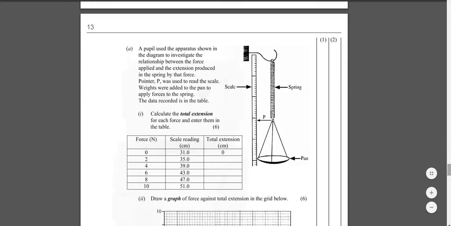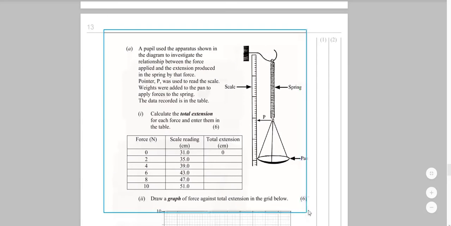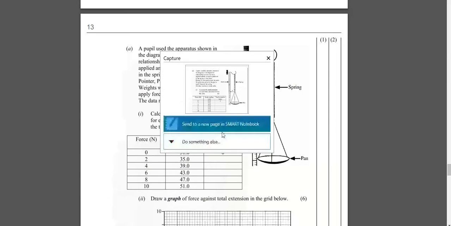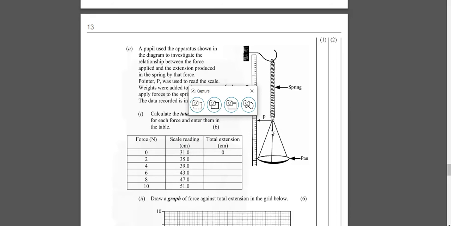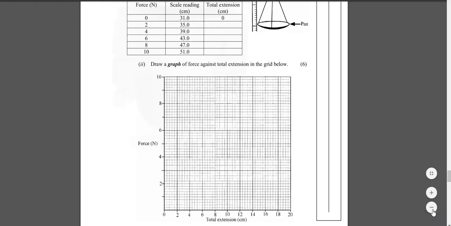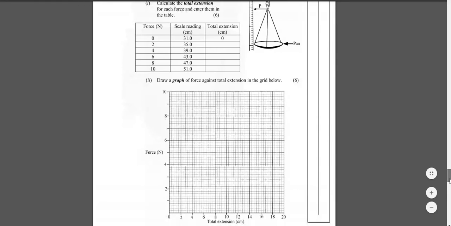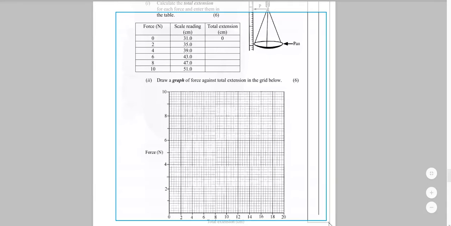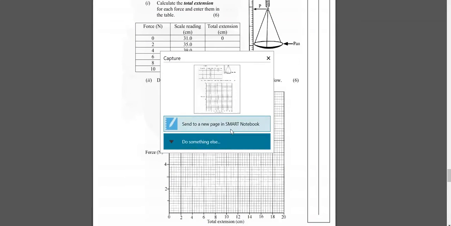Okay, so we have another extension question where we're going to add weights onto a pan, and when we add the weights onto the pan, the spring will stretch, and then we have to draw a graph of said spring in this diagram here. Then we're going to have to answer some questions about this diagram.